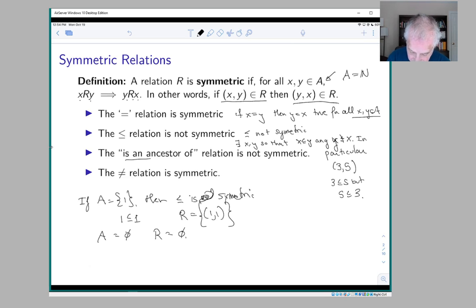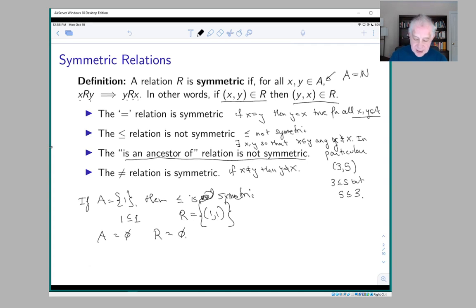The is an ancestor relation is also not symmetric because if A is an ancestor of B, then B is not an ancestor of A. And the not equals relation is symmetric because if x is not equal to y, then y is not equal to x. And you could imagine proving that by the contrapositive, namely, if y were equal to x, then x would be equal to y. Because equals is symmetric. And so not equals is another example of a symmetric relation.